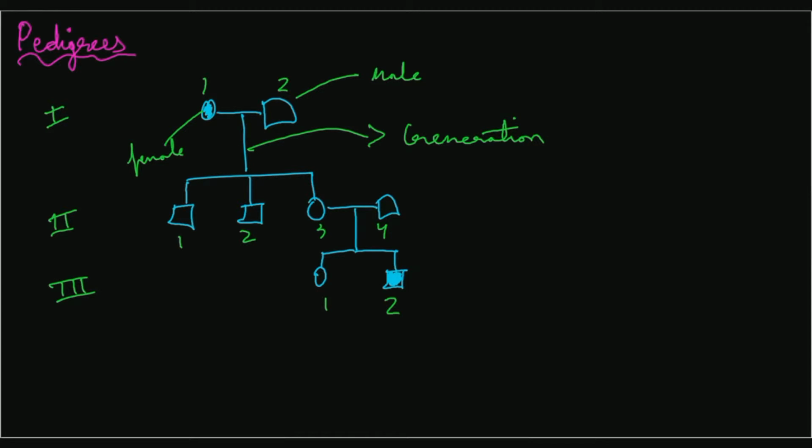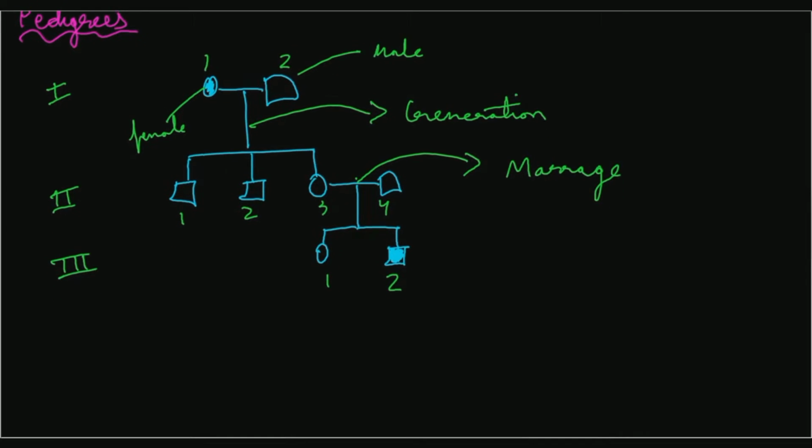So, from generation 1 to generation 2, this is the line that connects them, so that's the formation of a new generation. And a line like this shows a marriage, which will again make another generation, basically. Okay, so another thing, we're almost done with this video. So it's pretty short, like I said.